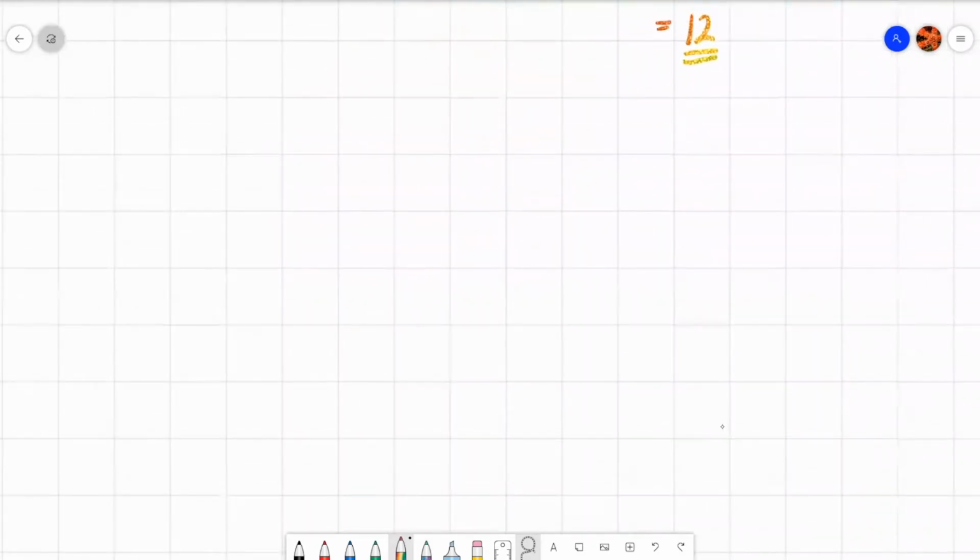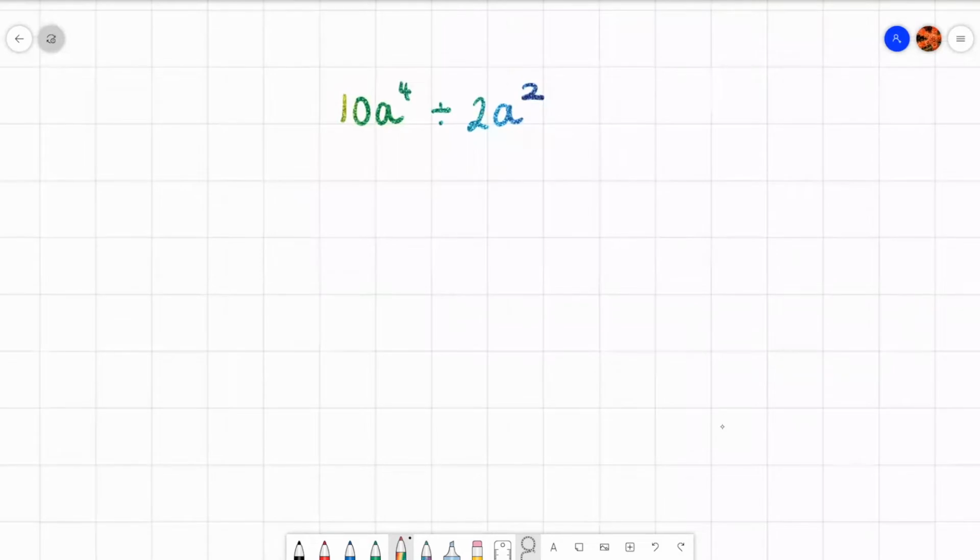We can have something like this: 10a to the power of 4 divided by 2a to the power of 2. Right, 10a to the power of 4 means 10 times a times a times a times a, divided by 2 times a times a.